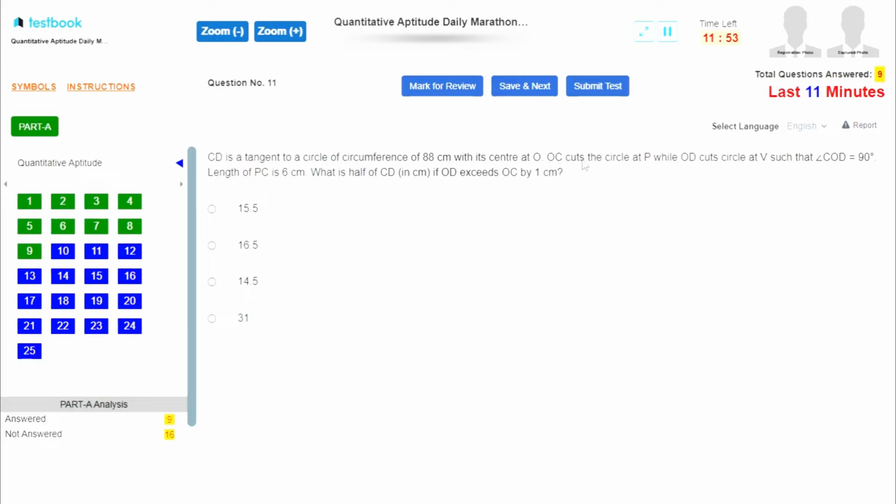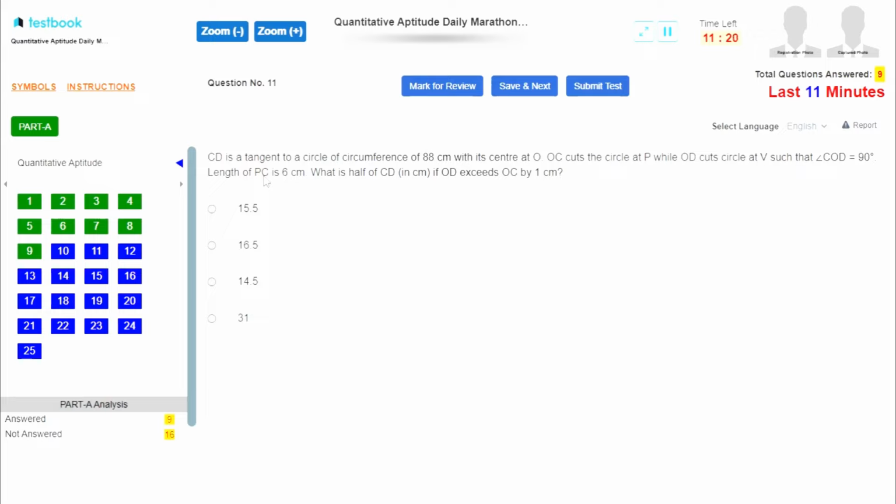OC cuts the circle at P. CD is a tangent. OD cuts the circle at Q. Angle COD is 90 degrees. Length of PC is 6.